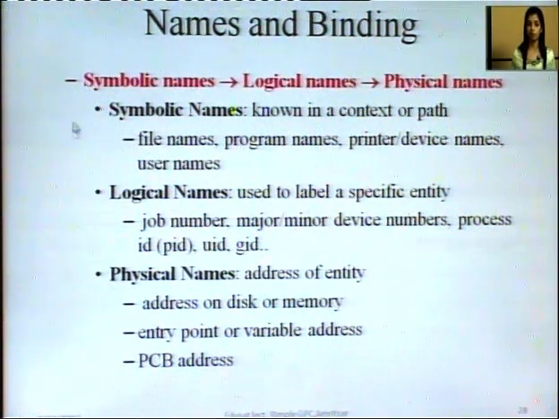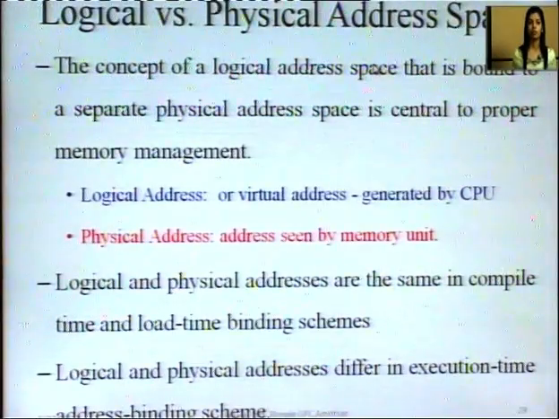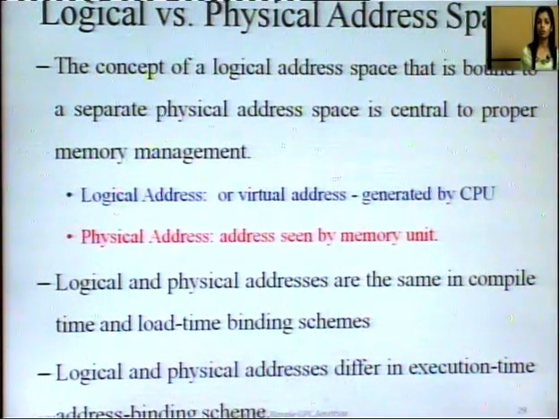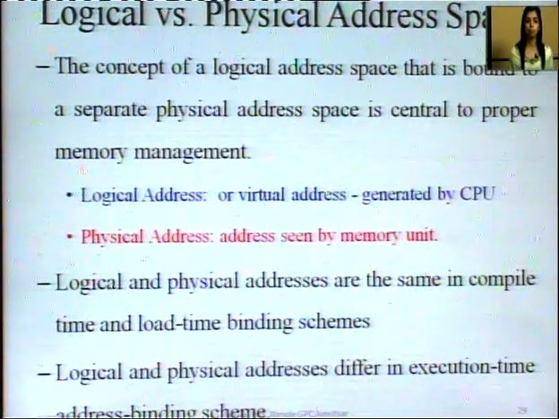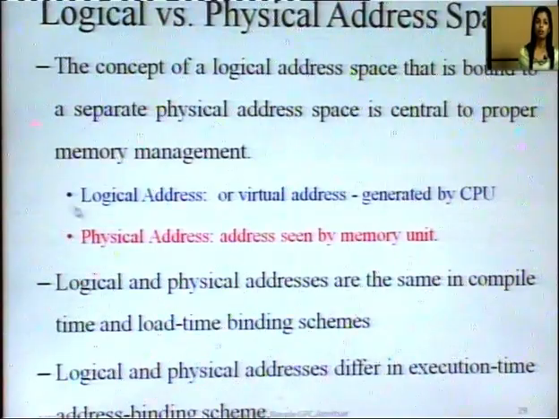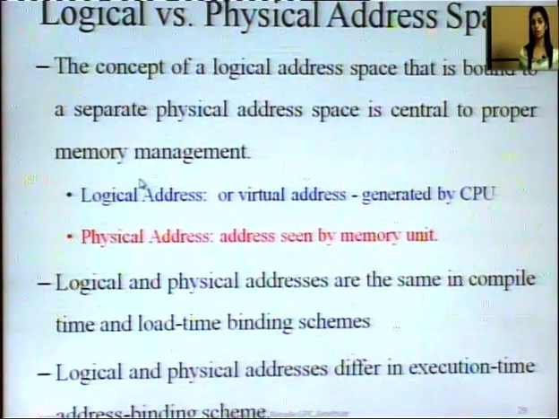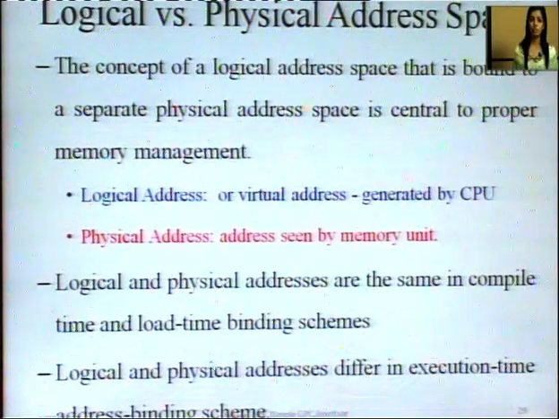Firstly we add the file name, the file name is converted into a logical name, and that logical name is converted into a physical name. The physical name is the actual address in memory where the data and file are stored. Then logical memory is converted into physical memory. The concept of a logical address space that is bound to a separate physical address space is central to proper memory management. Here the logical address is also known as a virtual address, and the logical address is generated by the CPU, whereas the physical address is generated by the memory unit.